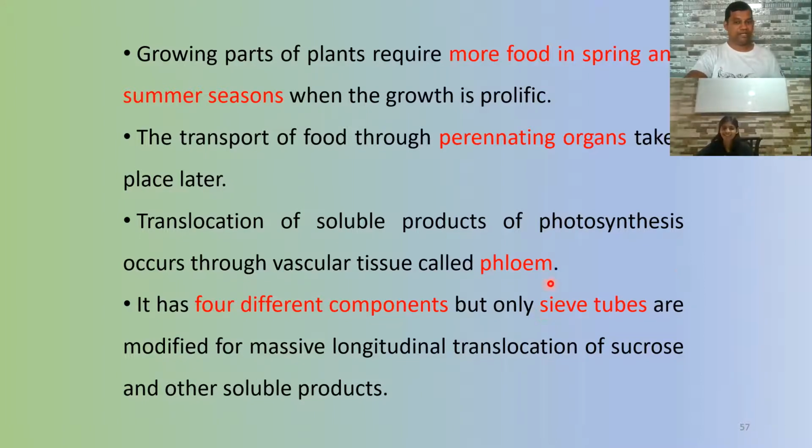The sieve tubes. So मतलब it's not the entire phloem tissue, but only the sieve tubes which are involved in translocation of the food. Getting it? इसके साथ होते हैं companion cells. They also assist in the translocation, but phloem parenchyma is only for storage. Phloem fibers are only for mechanical support.